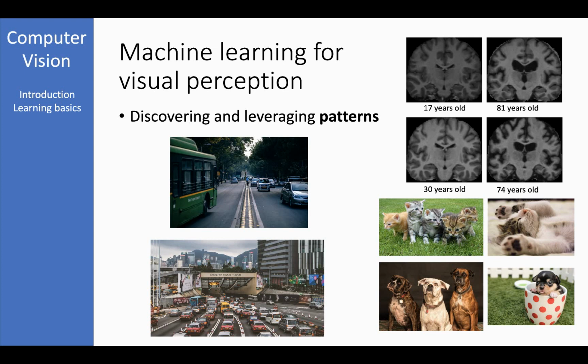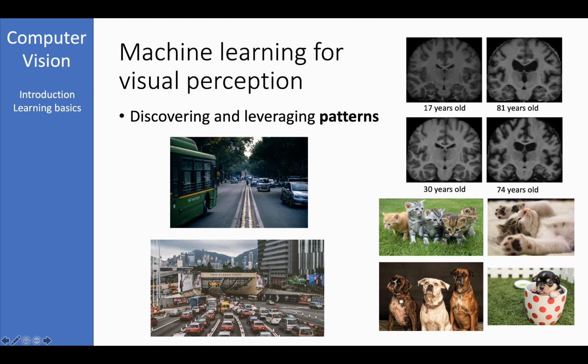So let's start our discussion with the simple algorithms, with the simple notions. Machine learning is a very large set of tools, and there is a huge community of researchers behind developing these tools. In a nutshell, machine learning for visual perception is about discovering and leveraging visual patterns to do tasks that we're interested in. For example, in the images that are shown on the left-hand side, the task might be to recognize whether these scenes are taken from a road.